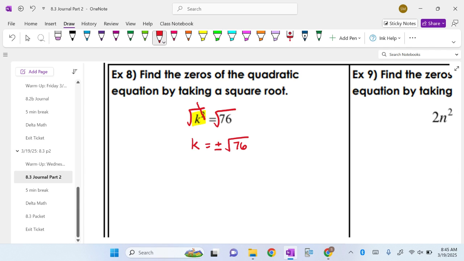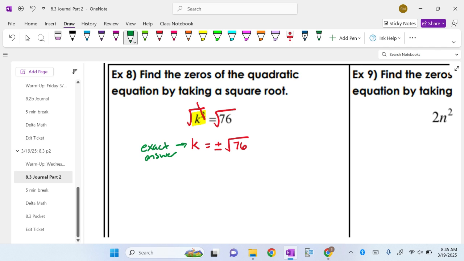So K is equal to plus or minus the square root of 76. Now, this is what we call our exact answer. Meaning that that's the actual answer. That's the actual number that gives us our answer.